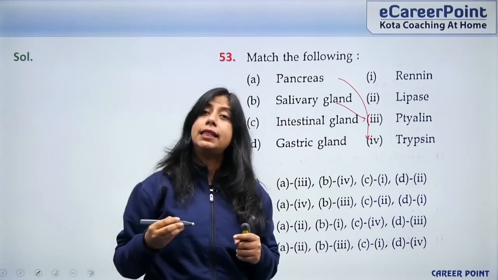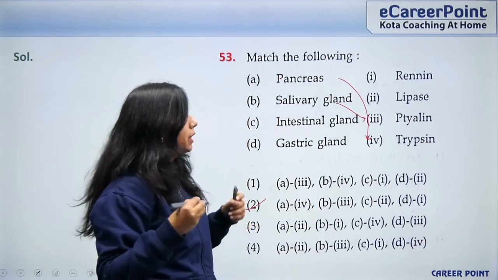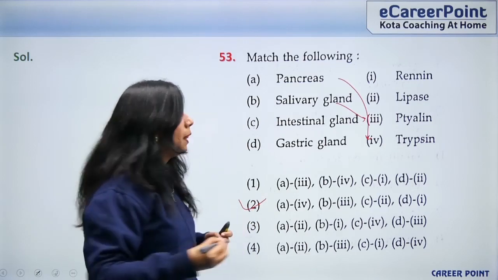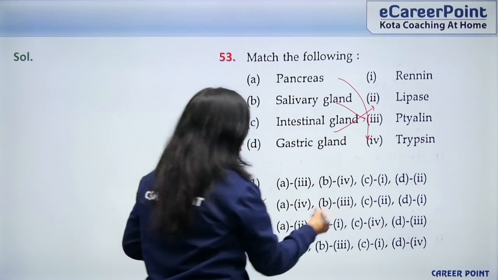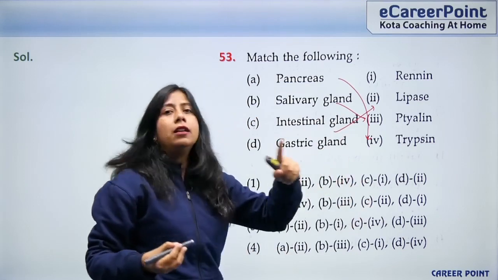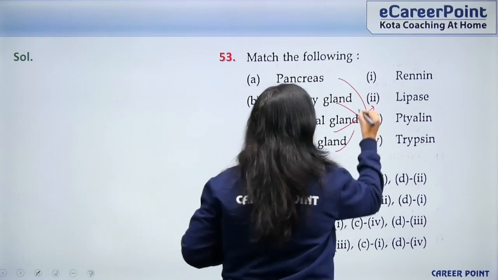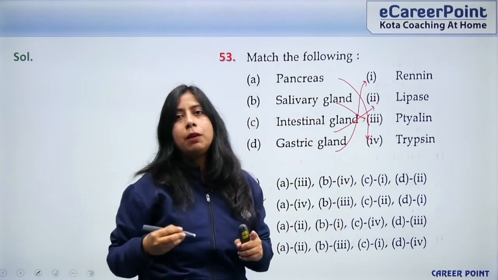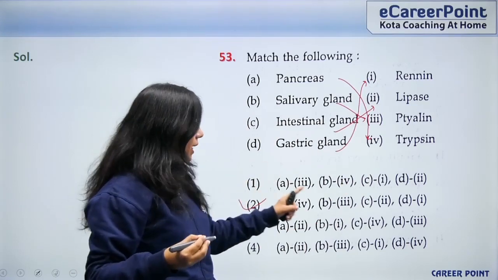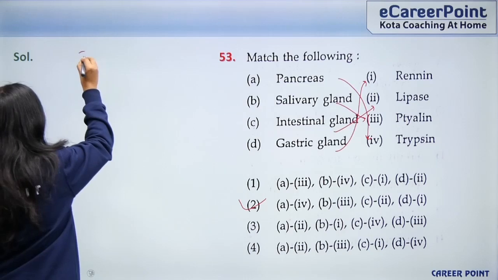If we see the next, intestinal gland, in the case of intestinal gland, basically they produce intestinal juices which have an enzyme which acts on fat and it is known as lipase. So if we see B, it is third and C, it is second. Now last is left, that is gastric gland present in the stomach, and they have this enzyme renin which acts on milk protein in infants. So they help in the digestion of milk protein. So D will be first. So all the options are matching. Here the answer would be 2.